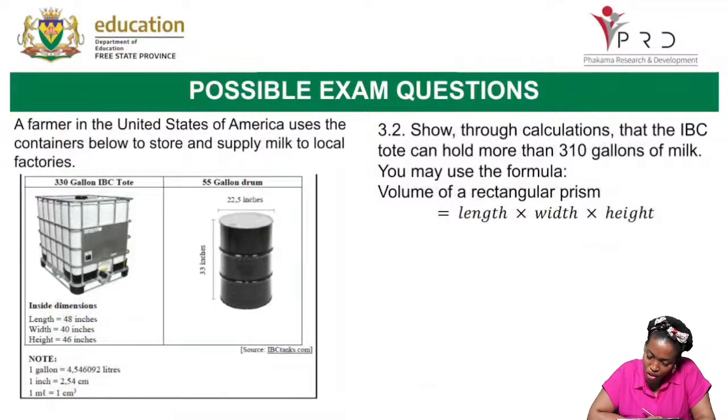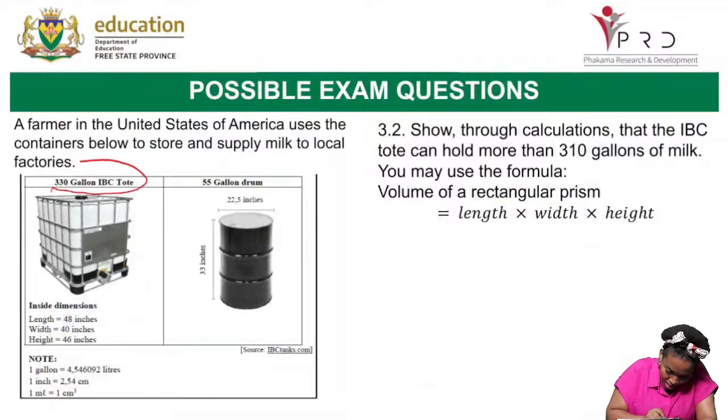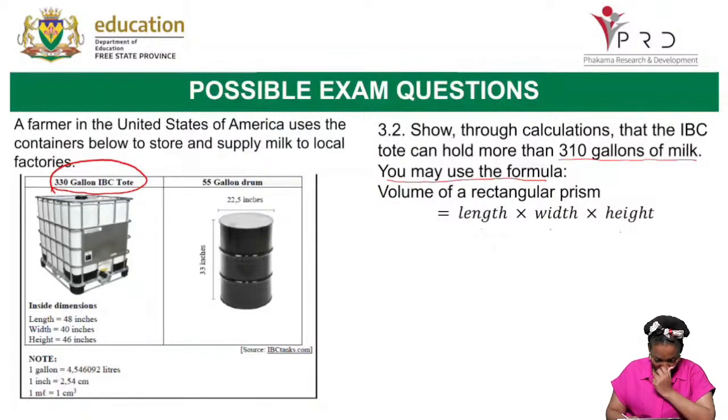3.2, you must show through calculations if the IBC tote, where is the IBC tote? It is this one. It can hold more than 310 gallons of milk. And you may use the formula length times width times height. So what do we have here?